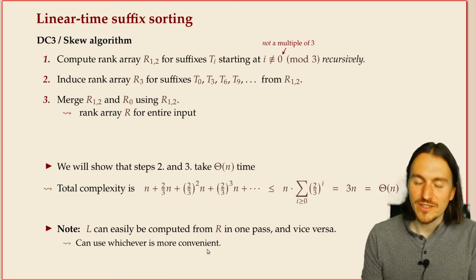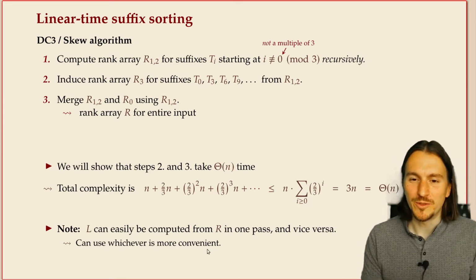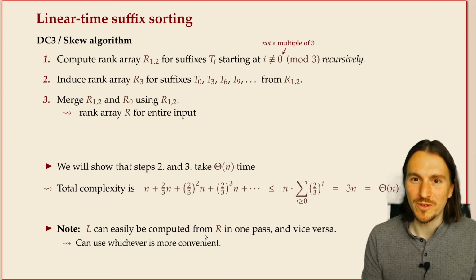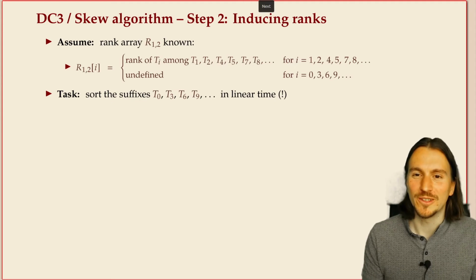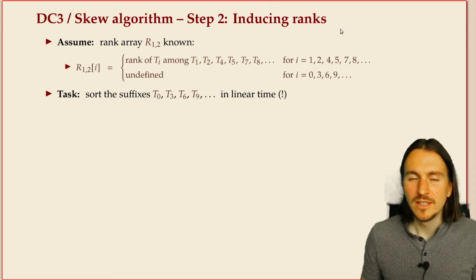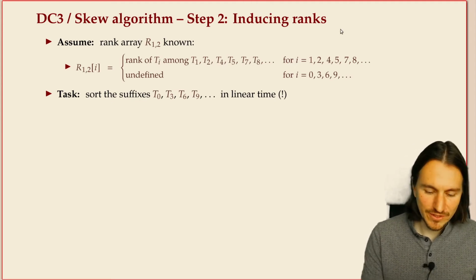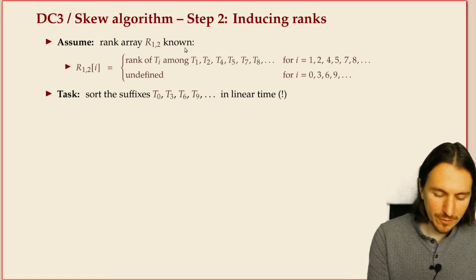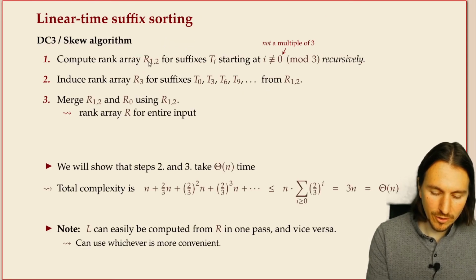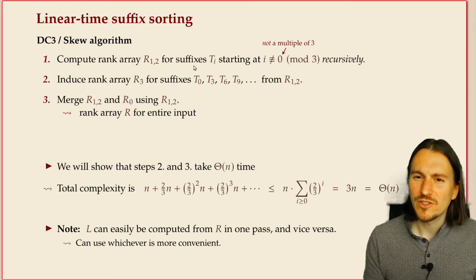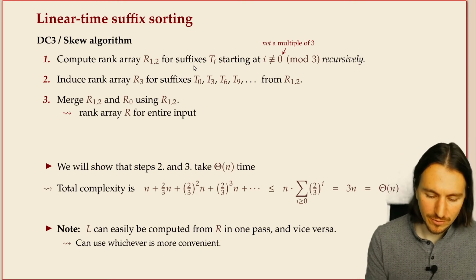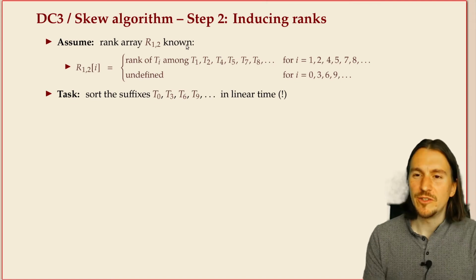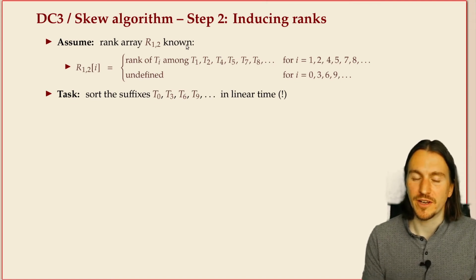Okay, that's just a remark. This algorithm actually computes R, but we can use it to compute L, and we can go back and forth between those. That's always doable in linear time. For the rest of today, I want to discuss this second step. So we assume we have, remember, the recursive call sorts the suffixes and computes the ranks for the suffixes that don't start at a multiple of 3. And we would like to use that information to compute the other ranks.